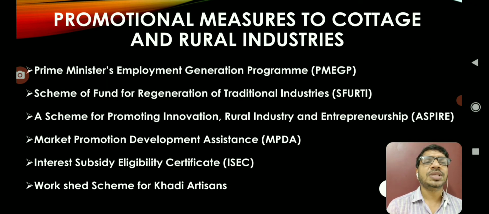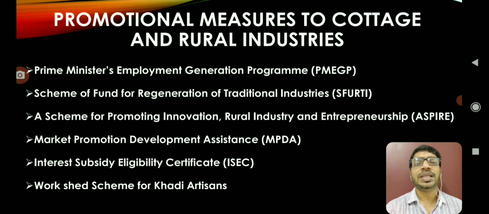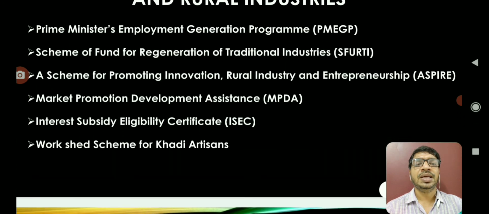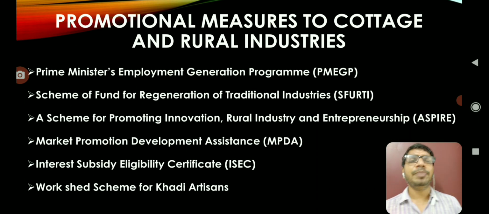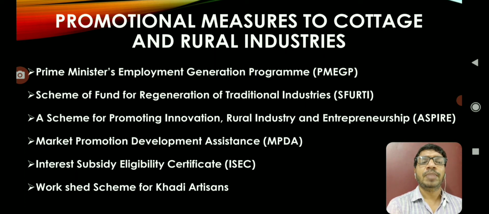What are the promotional measures for cottage industries and rural industries taken by the government? First one is Prime Minister's Employment Generation Program. Second one is Scheme of Fund for Regeneration of Traditional Industries. Third one is a scheme for promoting innovation, rural industry and entrepreneurship. And fourth one is Market Promotional Development Assistance, MPEDA. And fifth one is Interest Subsidy Eligibility Certificate. And sixth one is Workshed Scheme for Khadi Artisans. These are the important promotional measures taken by the government for cottage and rural industries. Let us discuss each one in brief.